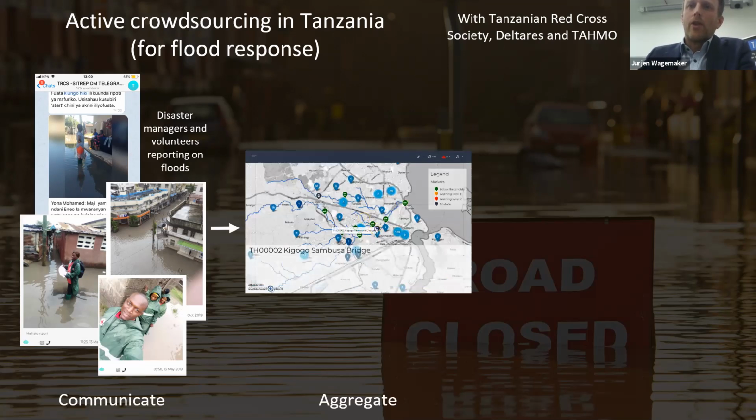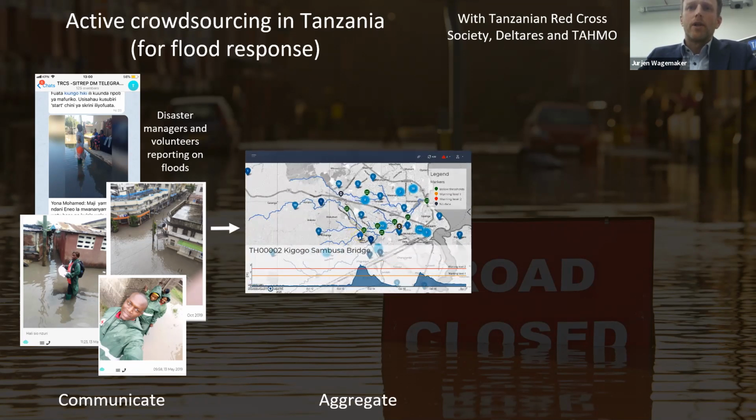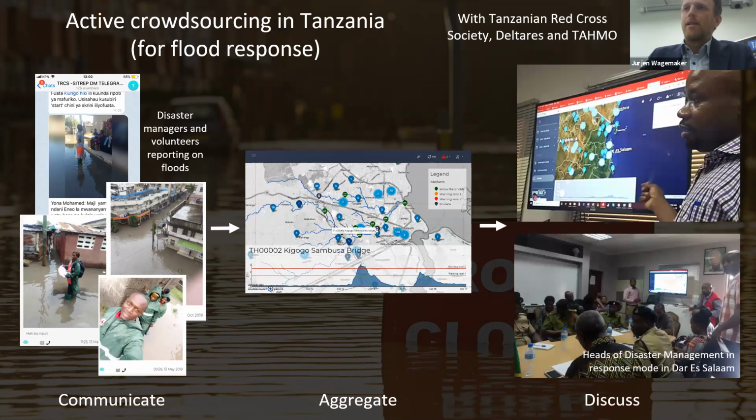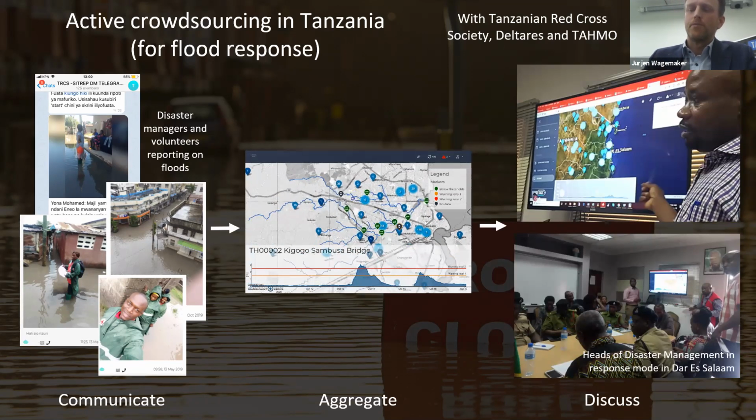And we insert them in a platform, Community Water Watch, that we developed together with Deltares and Tamo, which is a very local forecast and monitoring service. So here you see monitoring of water levels coming together with forecasts, coming together with observations on the ground. And that's then being used by the Red Cross to monitor the situation, and also by the authorities to monitor the situation as it unfolds.